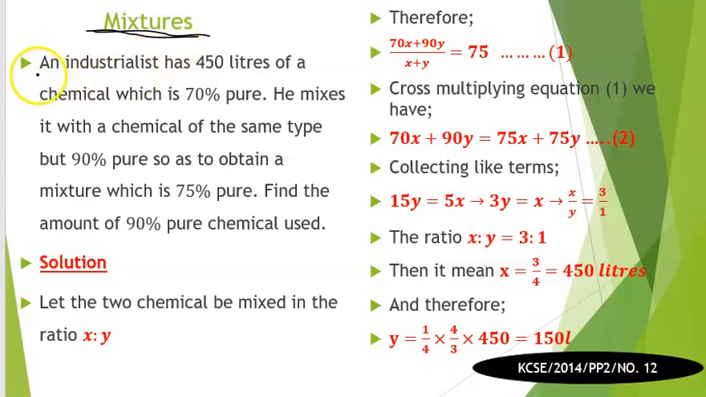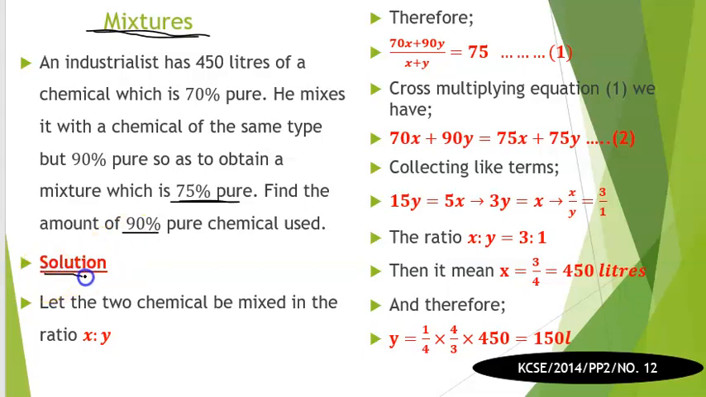So the question goes that an industrialist has 450 liters of a chemical which is 70% pure. He mixes it with a chemical of the same type but 90% pure, so as to obtain a mixture which is 75% pure. Find the amount of 90% pure chemical that was used. So we are required to find the amount of 90% pure chemical that was used.